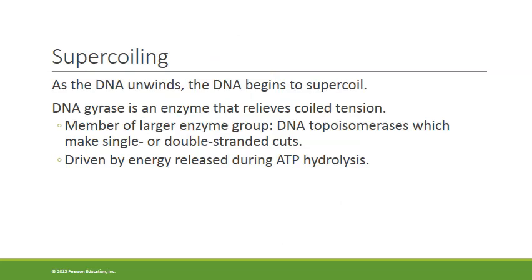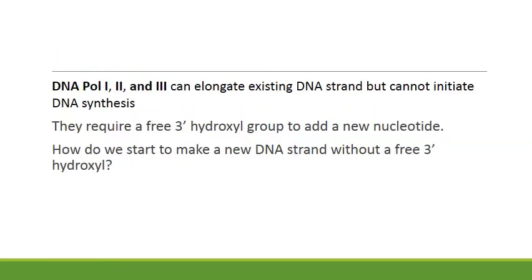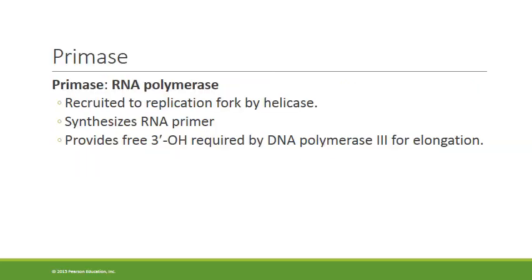Like I mentioned, there's supercoiling that occurs, and these topoisomerases, which include DNA gyrase, relieve that supercoiling in the DNA caused by this unwinding. So DNA polymerase I, II, and III can elongate an existing DNA strand, but like I mentioned, they can't initiate DNA synthesis. It requires that free 3' hydroxyl to add the new nucleotides. The enzyme responsible for giving them the 3' hydroxyl is primase, and primase is an RNA polymerase.